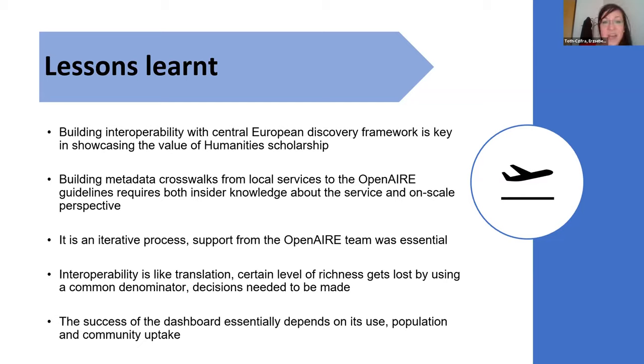What else? Interoperability is like a translation. So we are using common denominators, which means that, of course, a certain nitty-gritty, certain richness of the original content will necessarily get lost in translation. And this is why we found it really important that OpenAIRE is super transparent about provenance information. It is very clearly displayed where the content is coming from, what the last update was, linking back to the original hosting and so on. So I think that's it from my side.